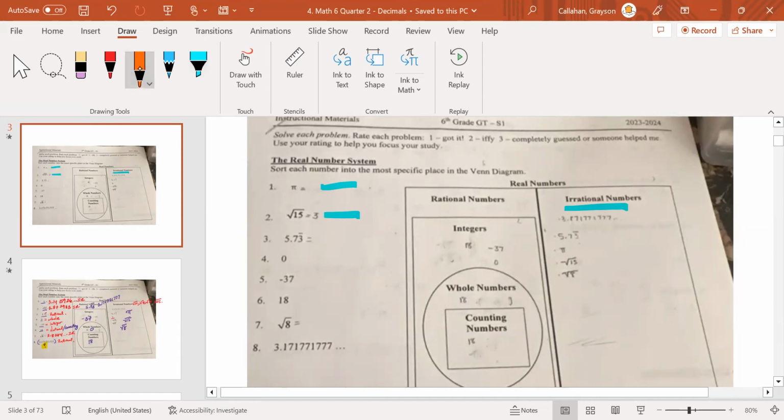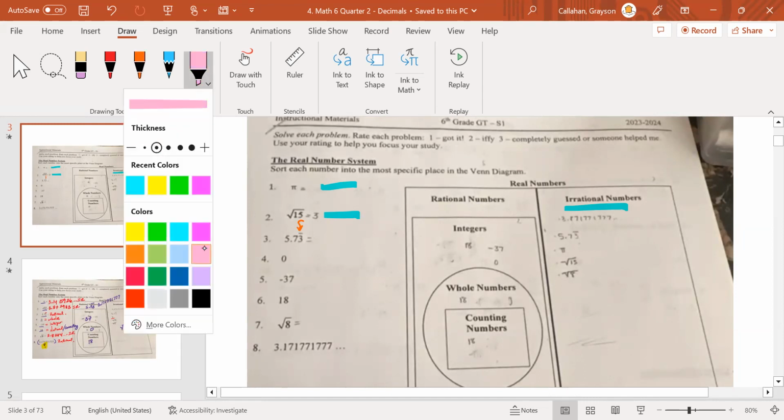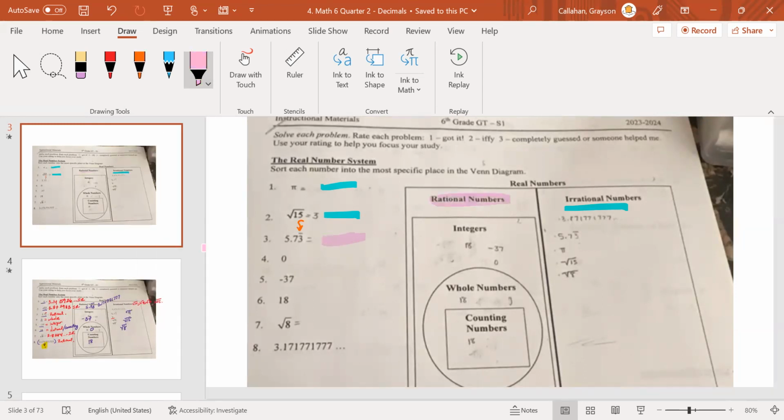5.73, you see where there is a little line right there? That means it's repeating. So what would that be? Yeah, that would be a rational number. What about 0? Specifically, which one would that be in? Yeah, whole number will include 0. She doesn't use natural numbers. She uses counting numbers. That's fine. Counting numbers is the same as natural, so it does not include 0.